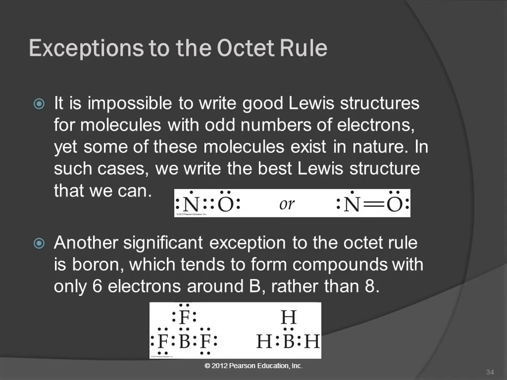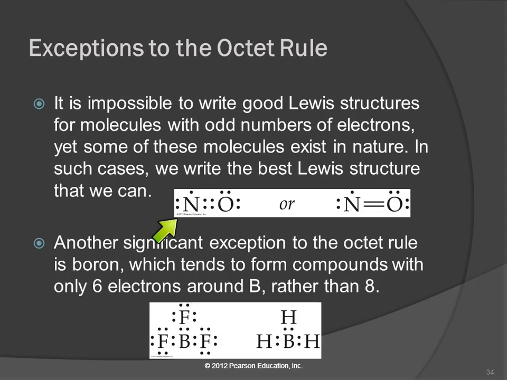So there are some molecules that it's impossible to write good Lewis structures for because they have an odd number of valence electrons. One example is nitrogen monoxide. The nitrogen brings 5 valence electrons, the oxygen brings 6. 5 plus 6 is 11. How do you make pairs out of 11? You can't. So you can't write a great Lewis structure where everybody has 8 valence electrons, an octet.